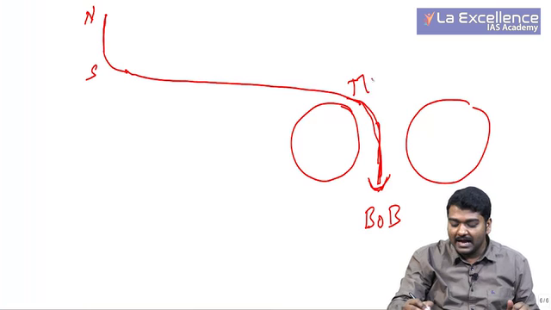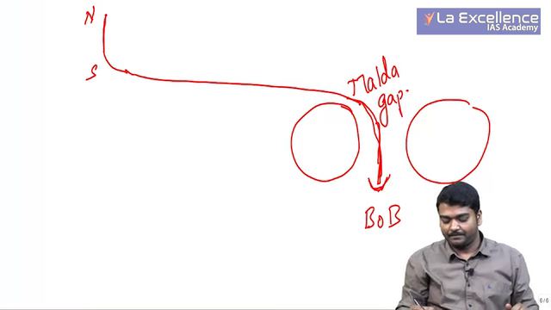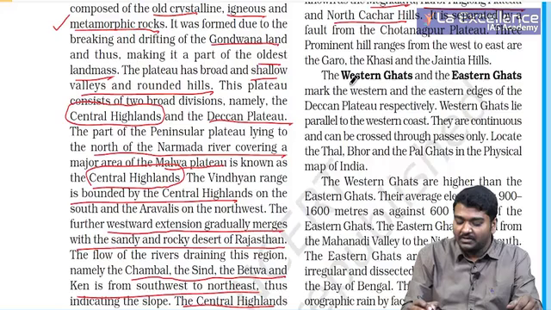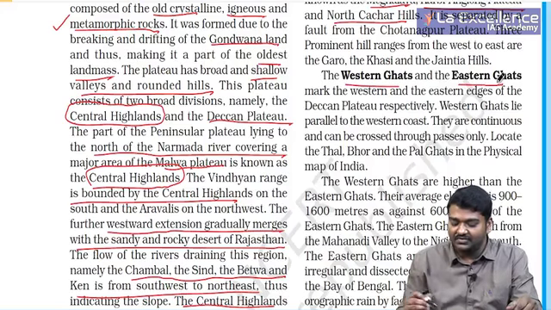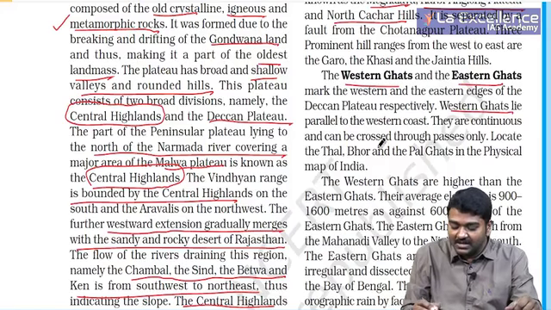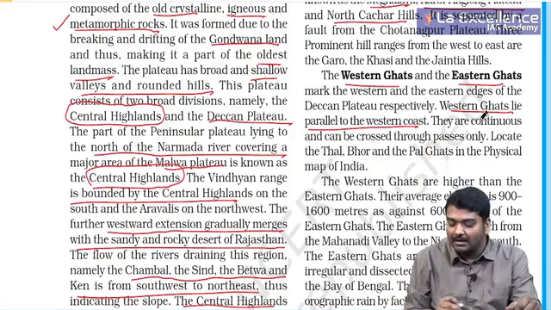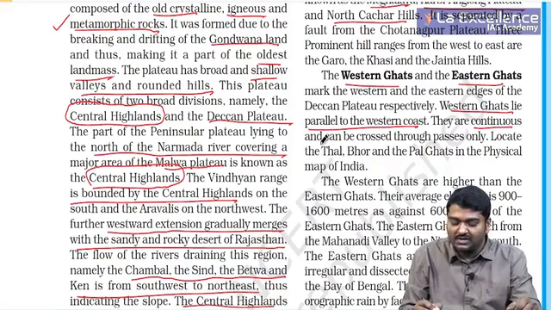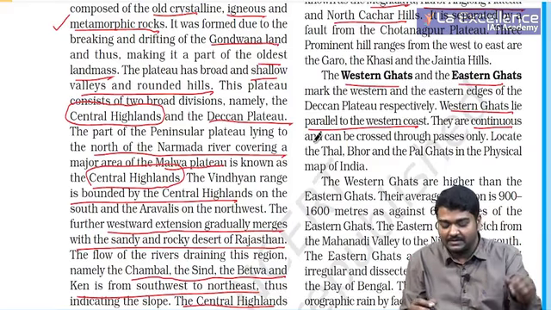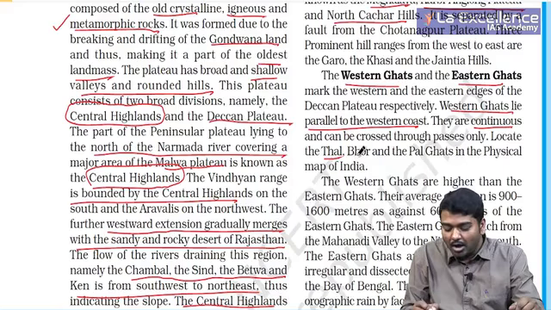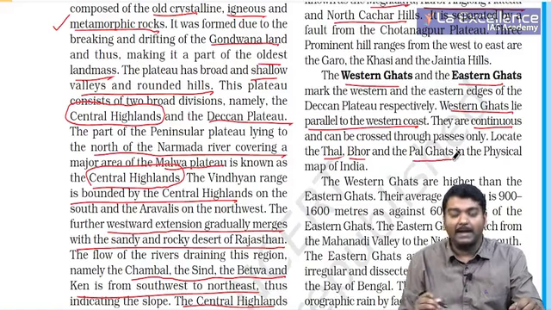And this gap is known as Malda Gap. And then you will usually observe Western Ghats and Eastern Ghats. Western Ghats are closer and parallel. They are almost continuous. You only have a few gaps like Thal Ghat, Bhor Ghat and Pal Ghat.